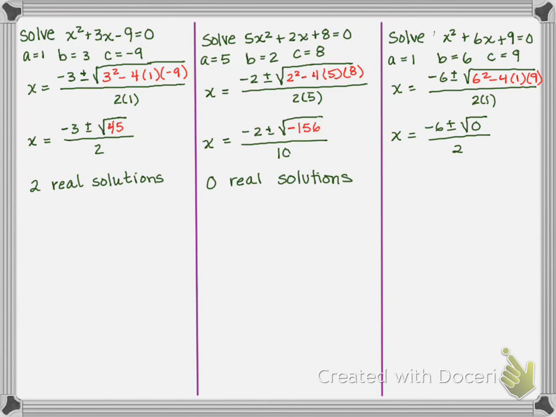How many solutions do I have now? So normally we get 2, right? We get 1 solution from adding and we get 1 solution by subtracting. But negative 6 plus 0 is negative 6, right? And negative 6 minus 0 is also negative 6. So really you just get 1 solution because addition and subtraction give you the same thing. So 1 real solution.